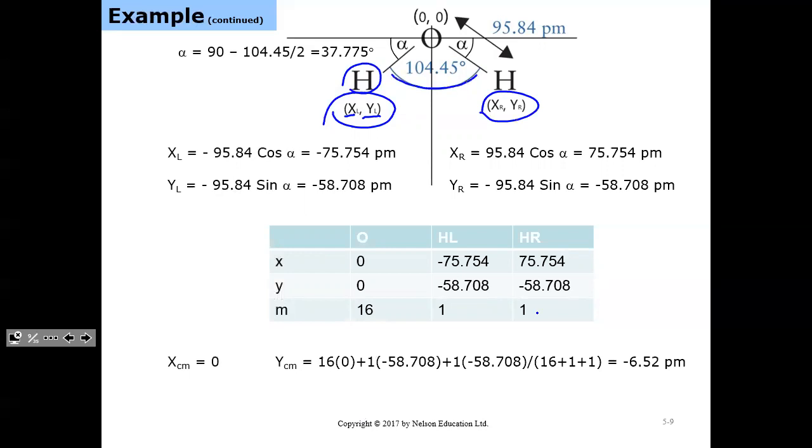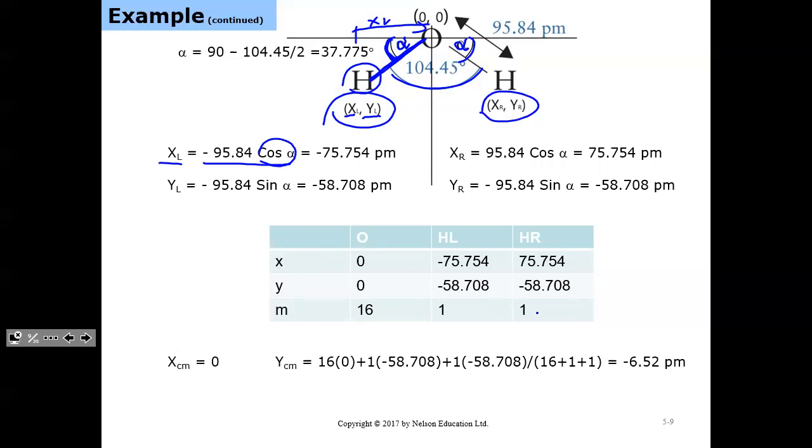This angle is given, but anyway, I am going to call this alpha, and this will also be alpha. We can get alpha and XL and YL. So XL is equal to this. Do you understand why it is so? This is 95.84 and this is alpha. From trigonometry, XL is equal to 95.84 multiplied by cosine alpha, from the definition of cosine alpha.